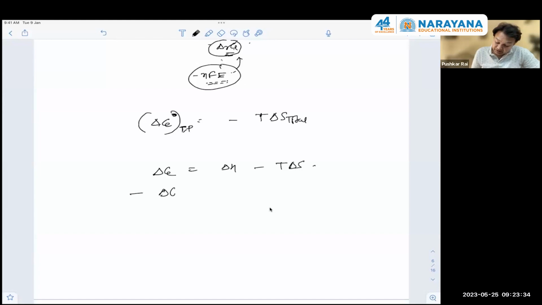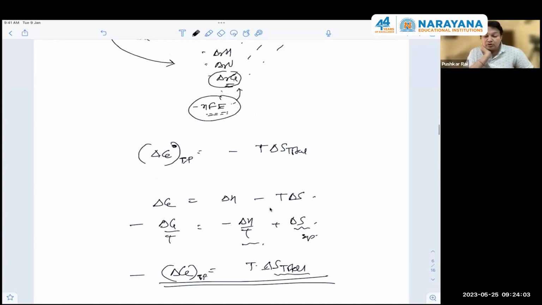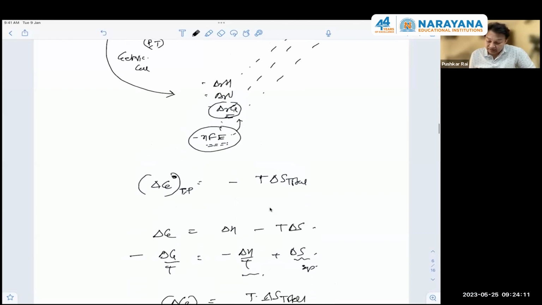You put it like this: minus delta G by T is equal to minus delta H by T plus delta S. You can write it like this. This is delta S system and this is delta S surrounding. So from there you get the formula delta G is equal to minus T into delta S total. So this means at constant temperature and pressure, if delta G is decreasing, then this delta S total is positive. You could not challenge this. If delta G is decreasing at constant temperature and pressure, delta S total is positive.